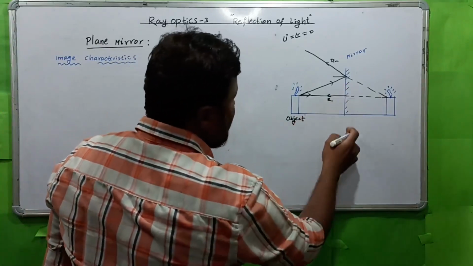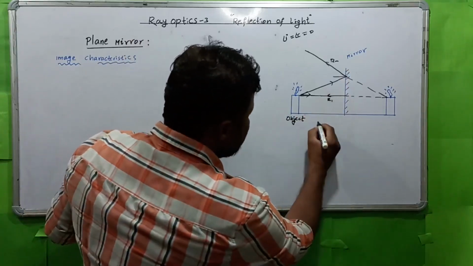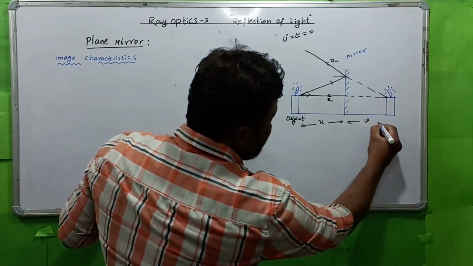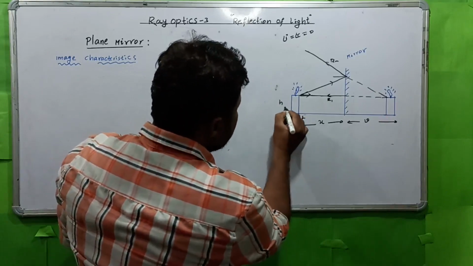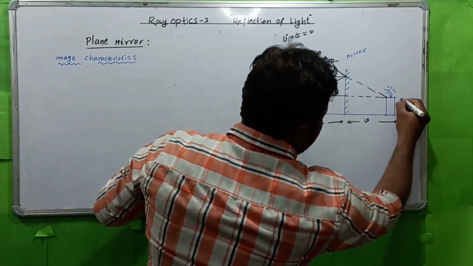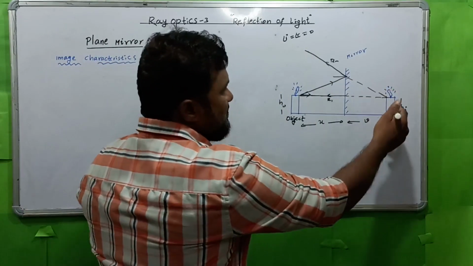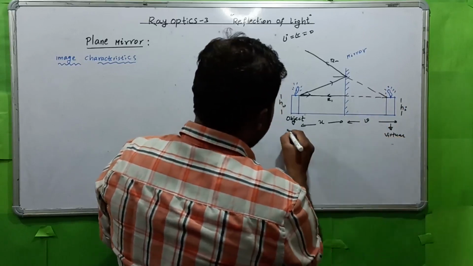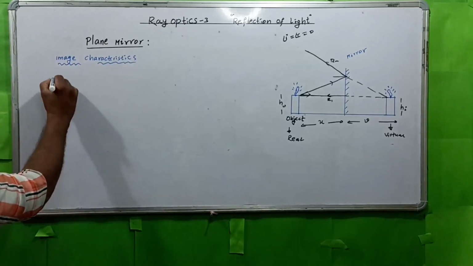Object distance from the mirror. Distances are always measured from the mirror only. Object distance from the mirror is u. u is the object distance. Image distance from the mirror is v. v is the image distance. Let us suppose h suffix o is the height of the object, and h suffix i is the height of the image. If you observe, by extending these rays, I got the image. So in this situation, the image is considered to be a virtual image, but the object is a real object.